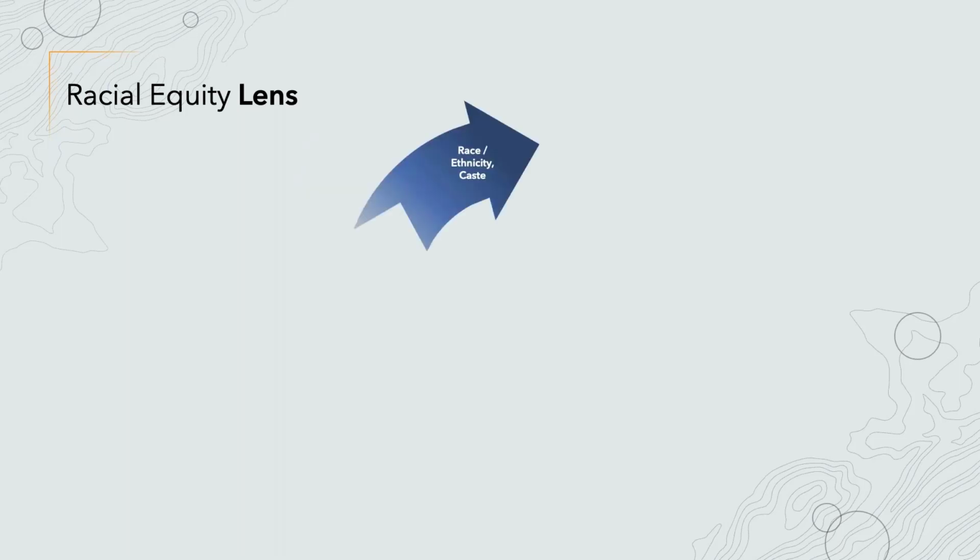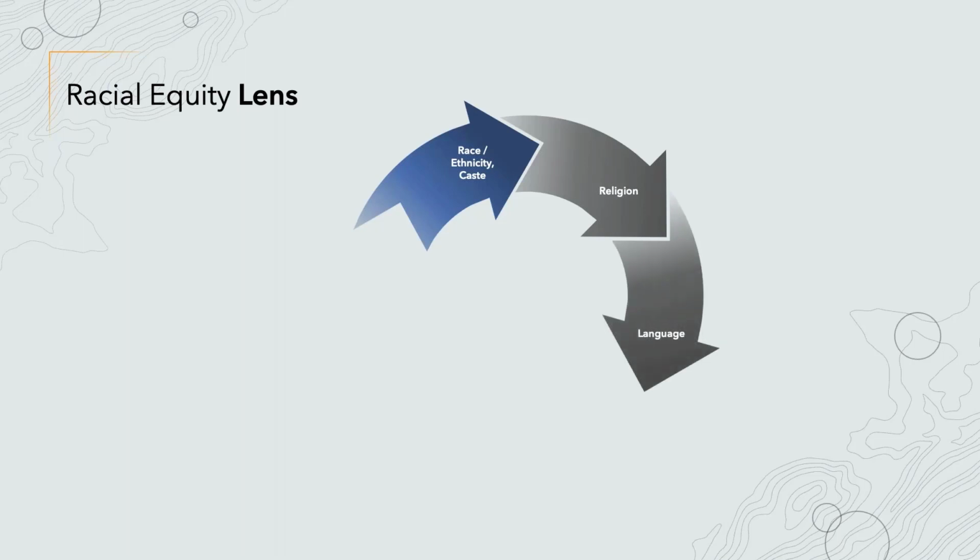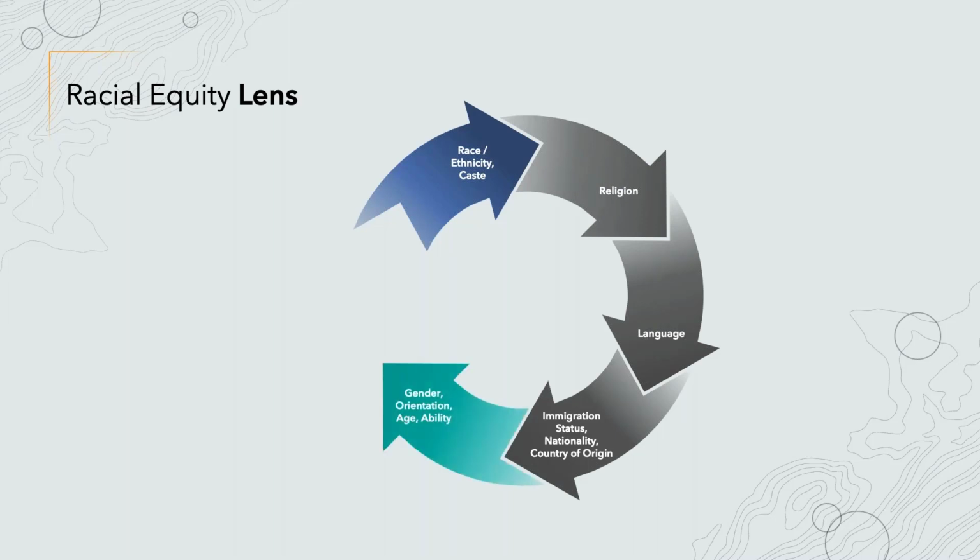A racial equity lens includes race and ethnicity, as well as religion, language, country of origin, nationality, immigration status. Moreover, those factors intersect with other social characteristics, including gender, sexual orientation, age, and ability, and characteristics that speak to class, like income, home ownership, and more, all of which either impact or are impacted by where people live, work, or play.